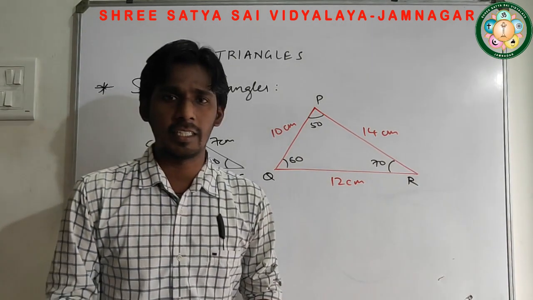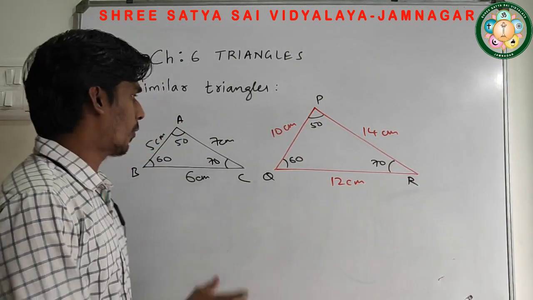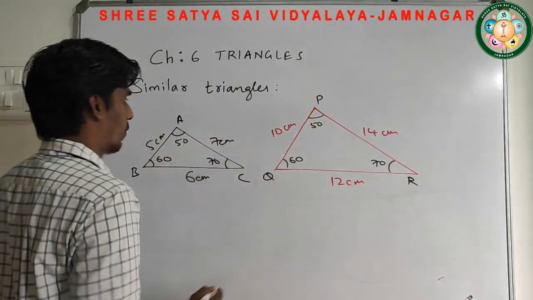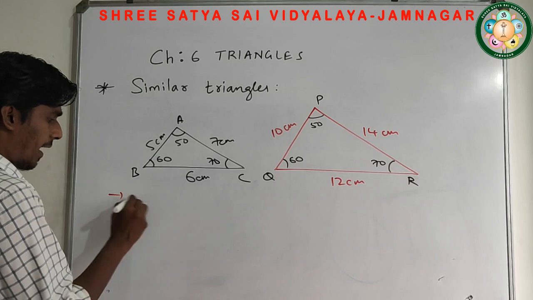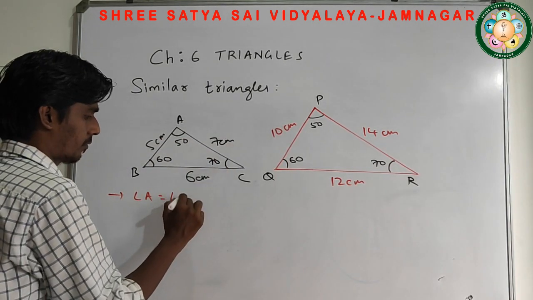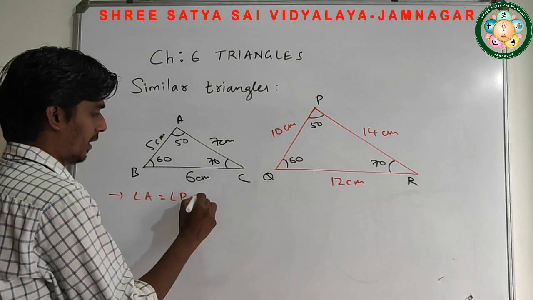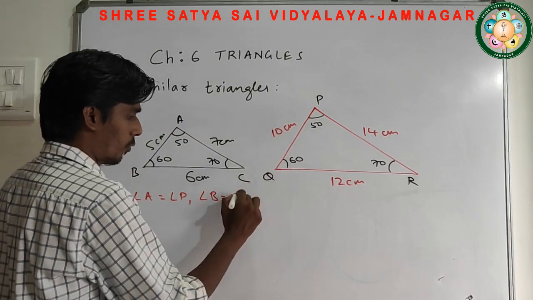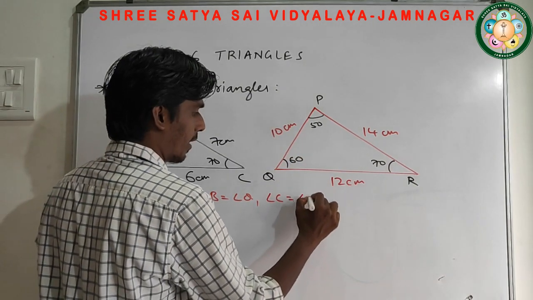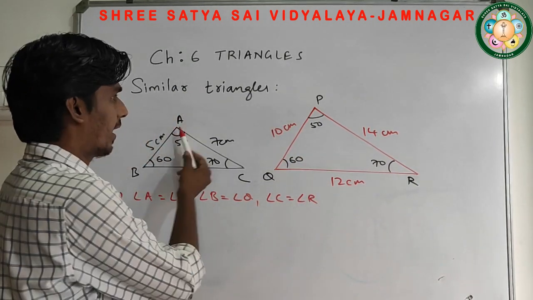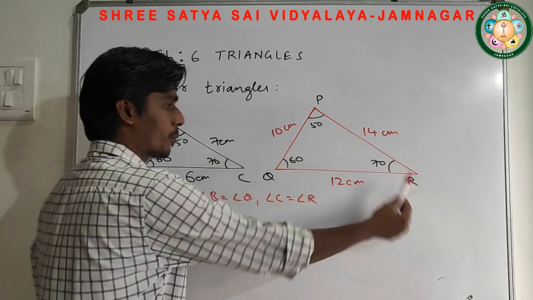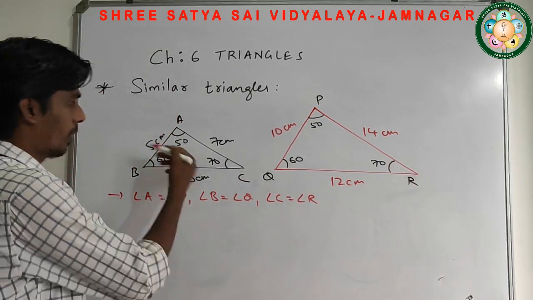Now what are the necessary conditions for similar triangles? First of all, the corresponding angles must be equal. So here the angles are equal. Angle A is equal to angle P, angle B is equal to angle Q, and angle C is equal to angle R. So angle A corresponds to P, angle B corresponds to Q and angle C corresponds to R.